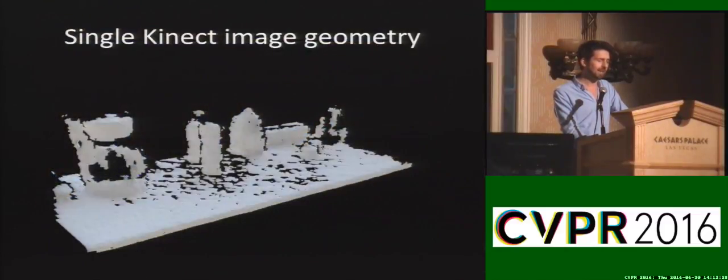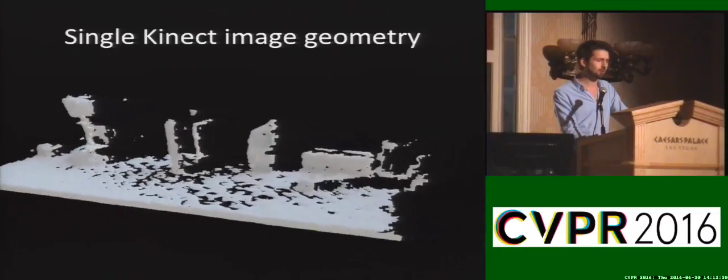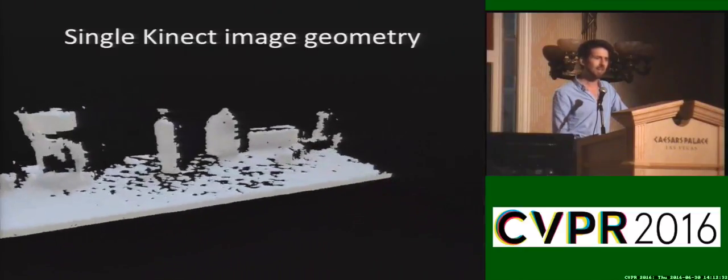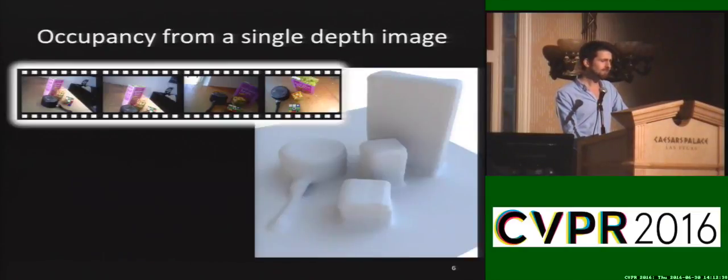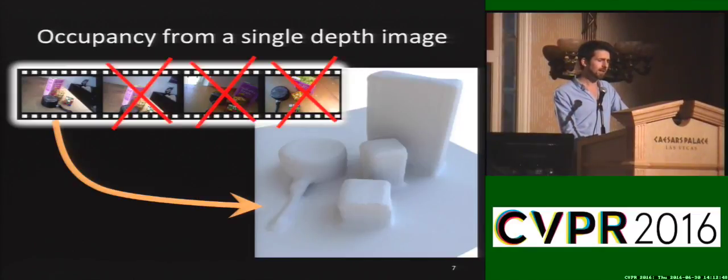From a single Kinect image, we can see how little information the sensor actually views of these objects in one frame due to occlusions. And this motivates our work, where we set out to recover the dense 3D geometry of the scene, but using only a single depth image as input. In effect, we strive to predict the output of a Kinect Fusion system, but with just one depth image instead of a whole video.